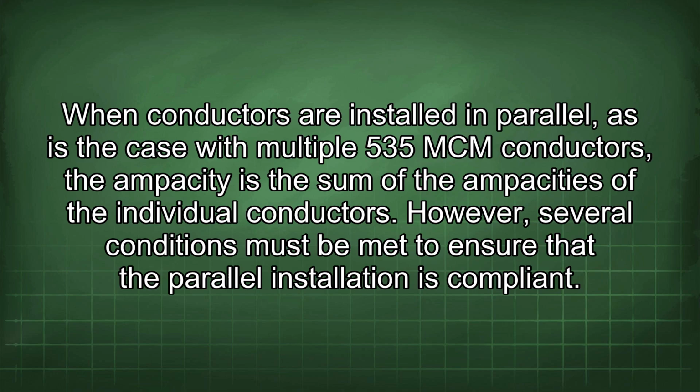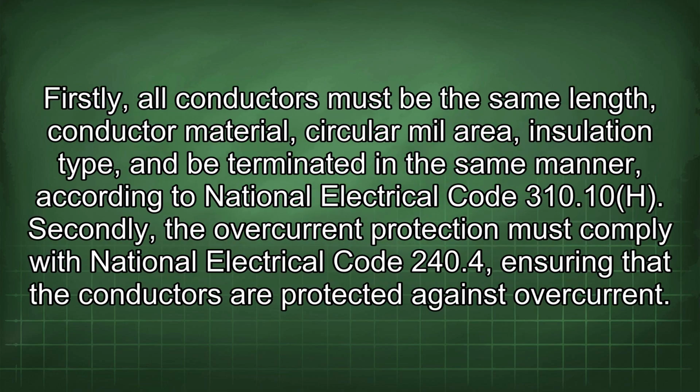However, several conditions must be met to ensure that the parallel installation is compliant. Firstly, all conductors must be the same length, conductor material, circular mill area, insulation type, and be terminated in the same manner according to National Electrical Code 310.10(H). Secondly, the overcurrent protection must comply with National Electrical Code 240.4, ensuring that the conductors are protected against overcurrent.